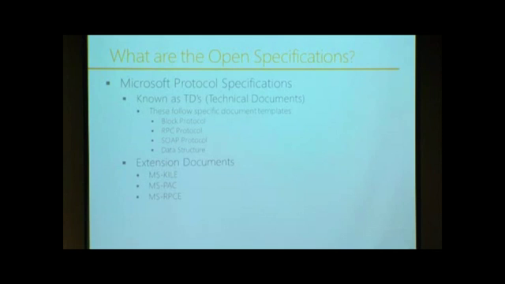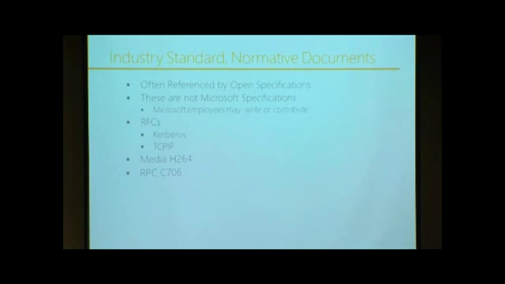So extension documents, again. RPCE is an example where we extended what is called the C706 base specification. So is C706 a Microsoft open specification? The answer is no. These are not Microsoft specifications. So if you're going to ask a question, for example, as we talk about scope later in support, about a base RPC functionality, such as the connectionless state machine, where do you go to find that information?